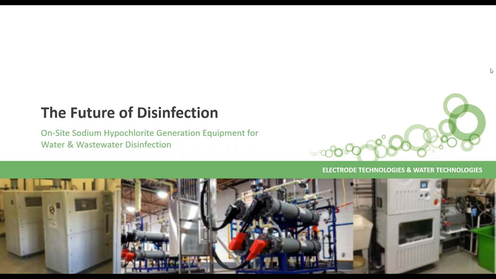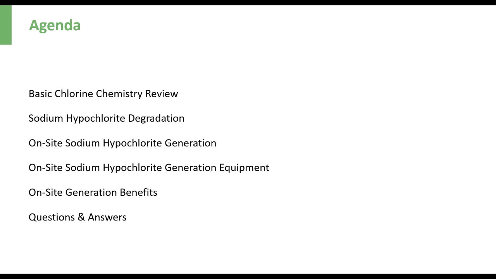So we're going to start with the agenda we're going to go over. I just want to spend a few minutes talking about the basics of chlorine chemistry. We're going to talk about sodium hypochlorite degradation, that is when you make a solution form of chlorine. Then we're going to go into on-site sodium hypochlorite generation, the basics of it. We're going to talk about the equipment side and the benefits. And then we're going to cover a question and answer session overall. So let's dive into this a little bit.